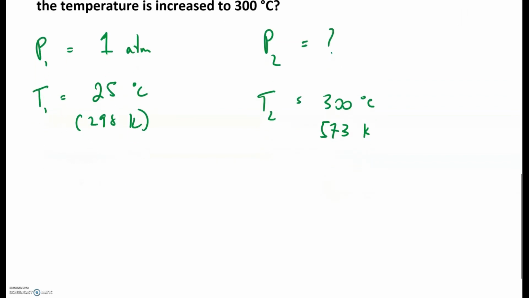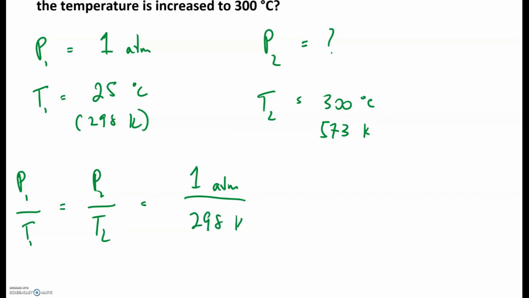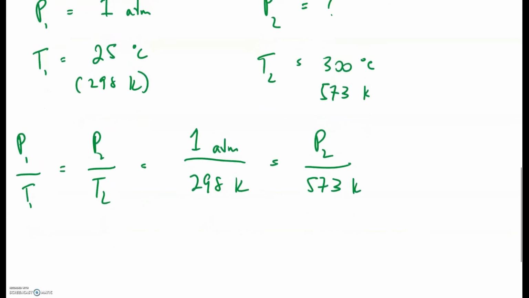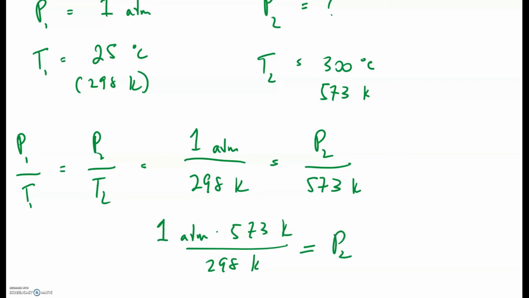So let's plug them in to our equation. We know that the GL law is P1 over T1 is equal to P2 over T2. So P1, 1 atmosphere, T1, 298 kelvins. P2 is what we're trying to find, T2, 573. So we'll get P2 by itself by multiplying both sides by 573. So now what we have looks like this, and all that is equal to P2.